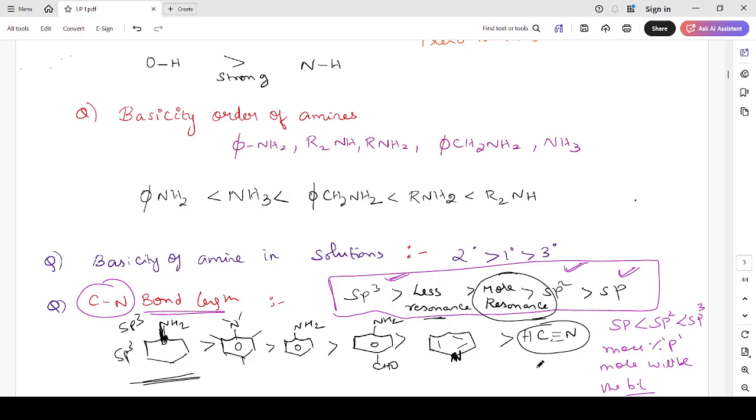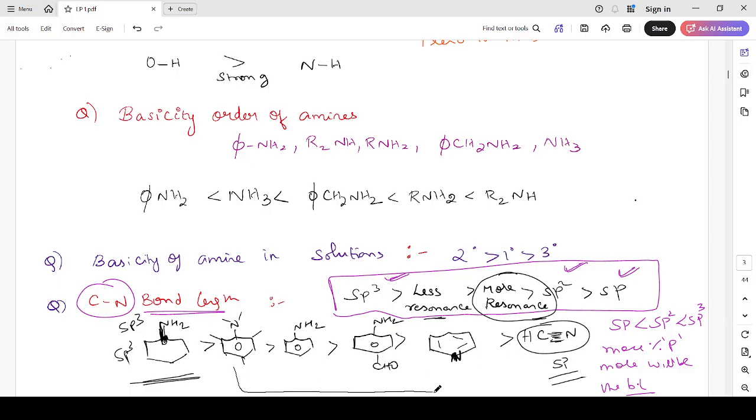Look at the last molecule, hydrocyanic acid. Here, nitrogen is present in the triple bond, sp hybridization. Correct? So therefore, it should have the least bond length.